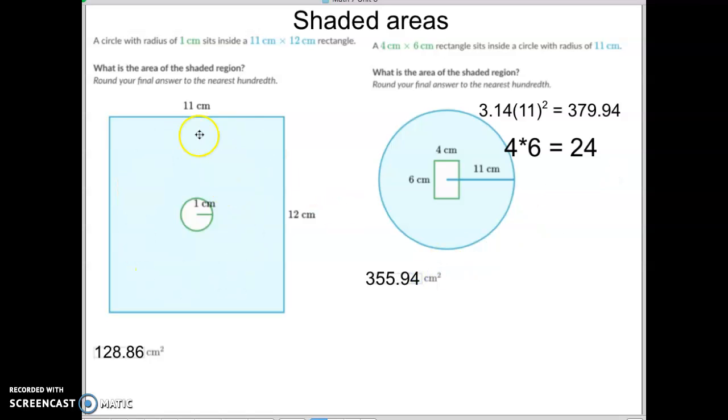So you find the area of both shapes, and then you subtract the unshaded one from the shaded one. And that's how you do shaded areas. Hope that makes sense, guys.